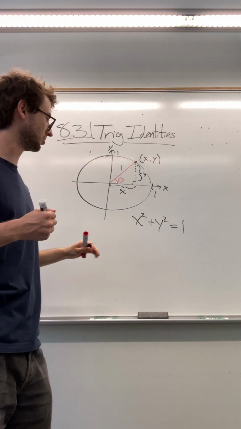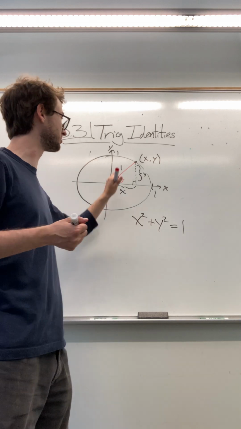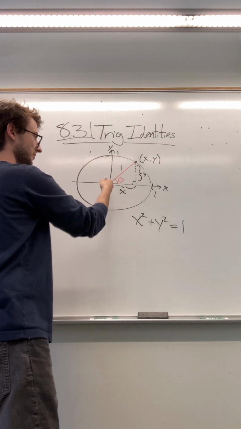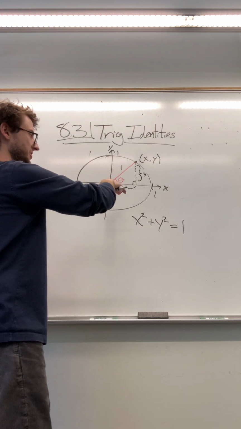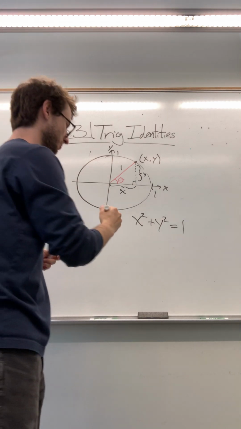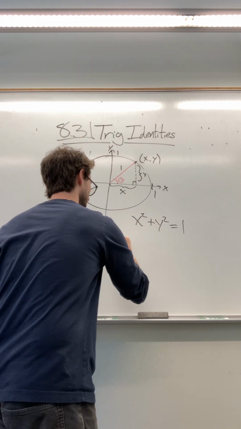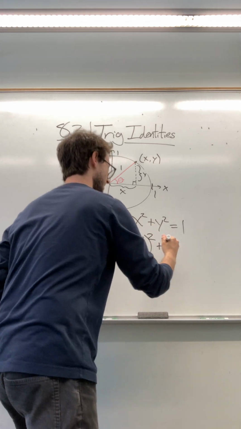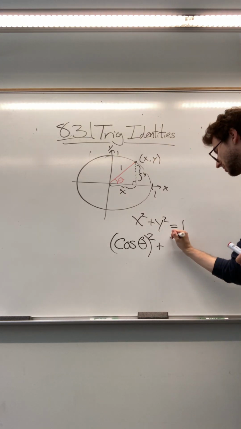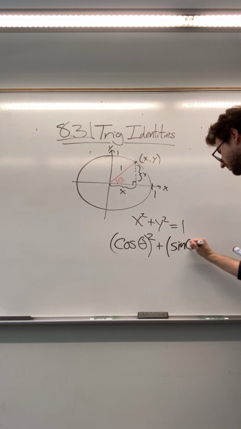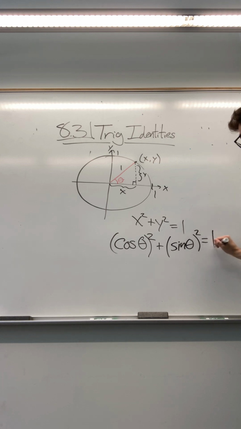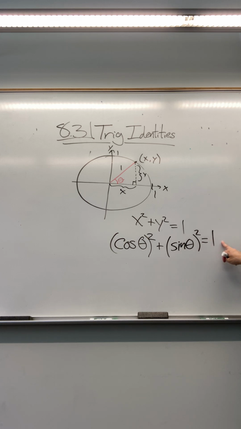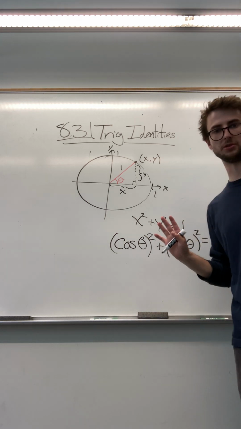And so we actually have x and y in terms of our trig functions. X is the horizontal distance to the right of the center, y is the vertical distance above the center. And as we saw, that means x is cosine of theta, and y is sine of theta. So cosine theta squared plus sine theta squared is equal to 1. This is true for all values of theta.